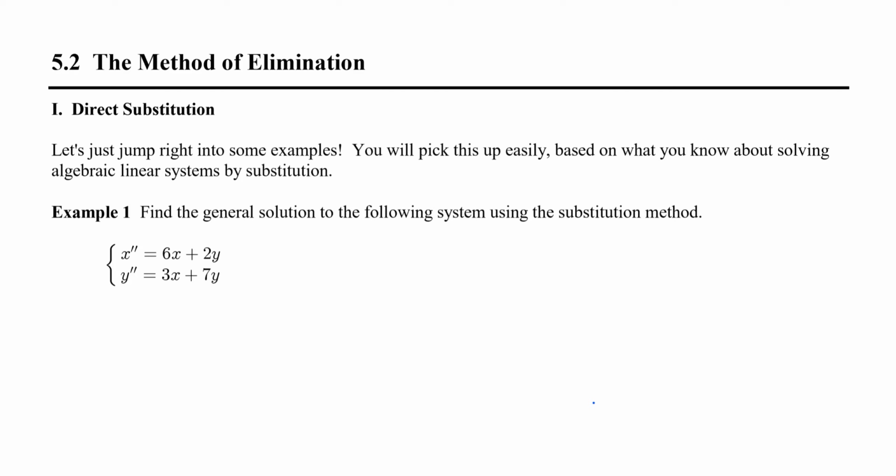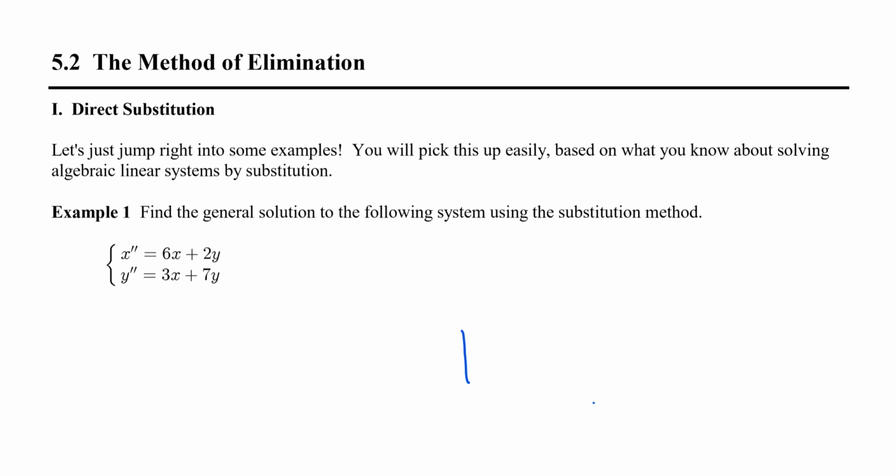In example 1, we're looking for the general solution. Notice we have a second order system. We have two dependent variables, x and y, and let's assume that our independent variable is t. So the solution to this system is a pair of functions, x of t, y of t, that will balance both of those equations simultaneously.